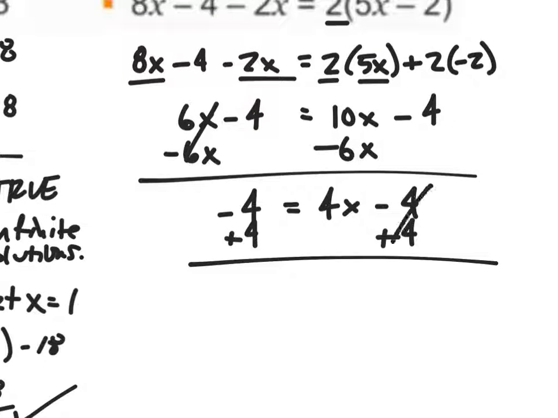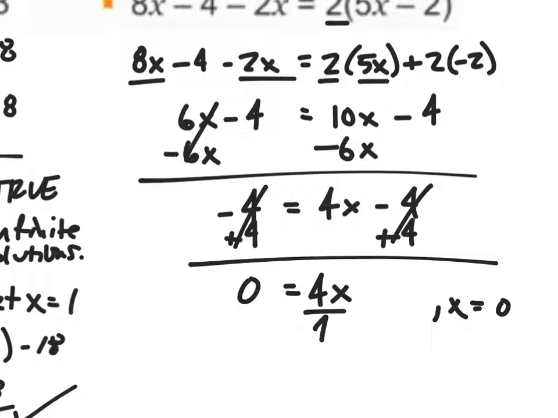These are going to cancel out, and these are going to cancel out. So I'm going to get 0 over here: negative 4 plus 4 is 0, which is equal to 4x. Now I have 4 times some number gives me 0. What's that number? Well, the answer is going to be x equals 0. That's what makes this equation true.